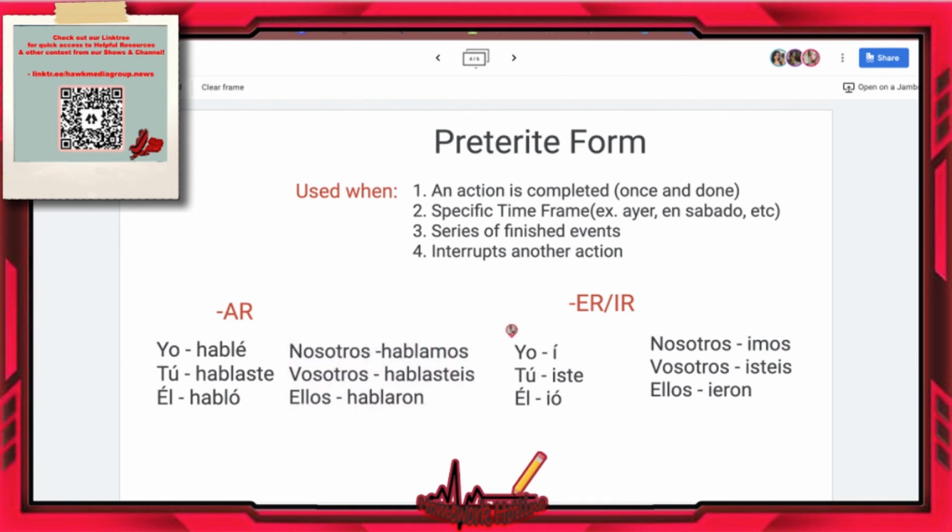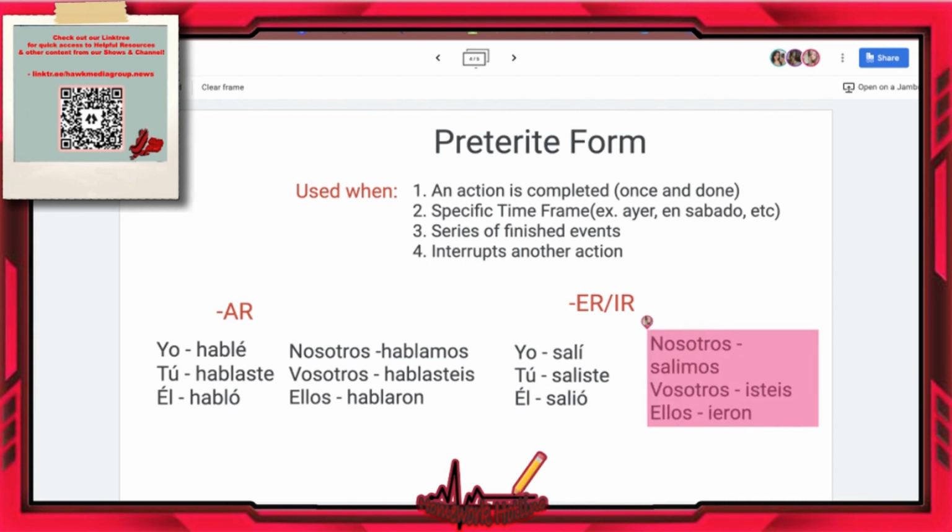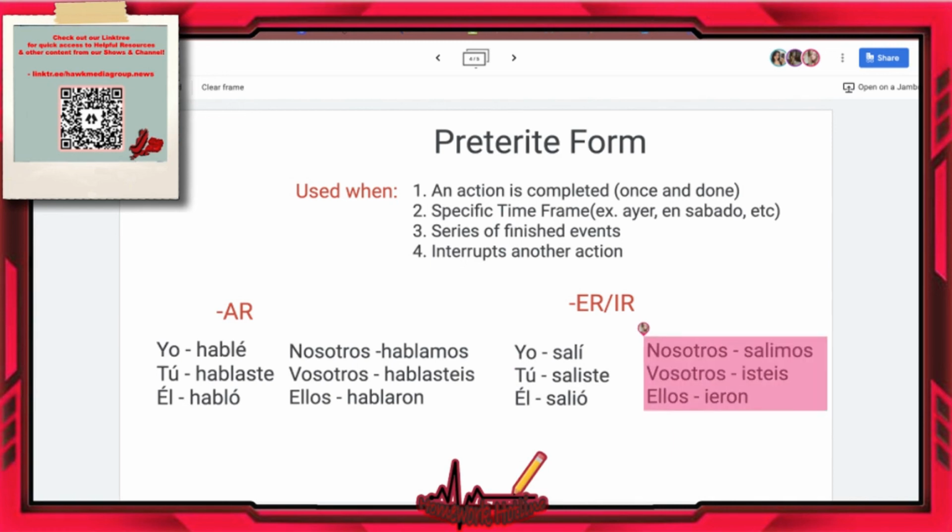For this one, let's use salir. Salir is to leave. So I left, salí. You left, saliste. He left, salió. Nosotros, we left, we all left, salimos. And for vosotros, which is you guys, and it's informal, it's mostly used in Spain from what I know, salisteis. And ellos is salieron. So that's basically my lesson for today.